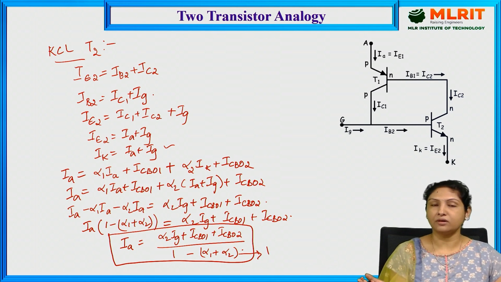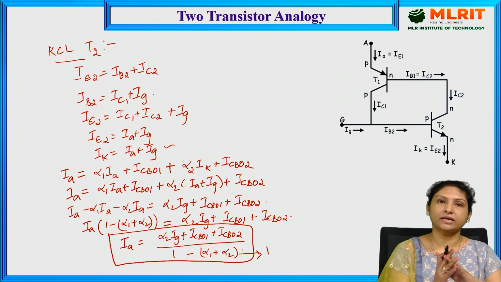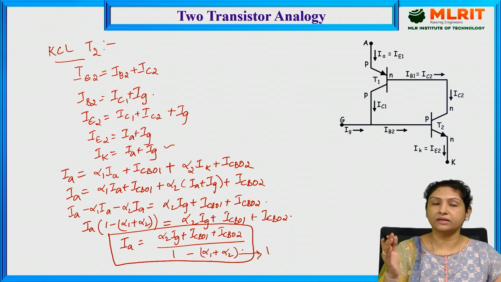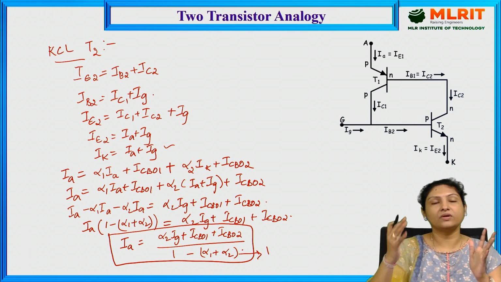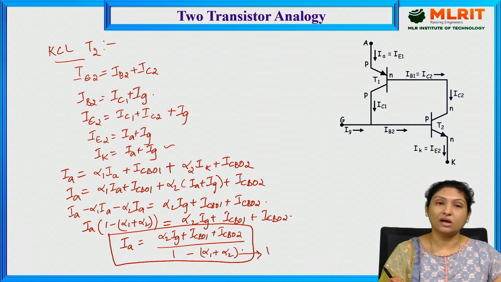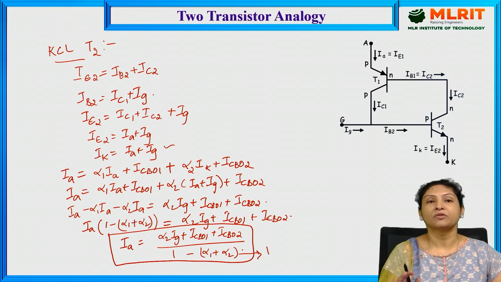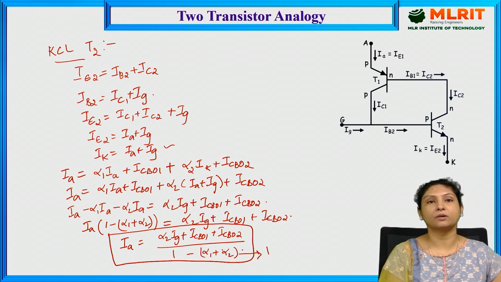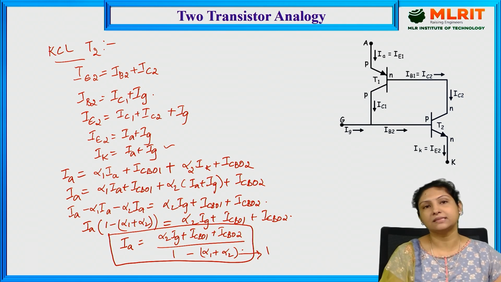And thereafter, when the load is connected, in that case, this anode current will be limited anyway. So the ultimate aim, whatever the turn-on method you take, is to bring the value of alpha 1 plus alpha 2 to unity. That is the main aim.